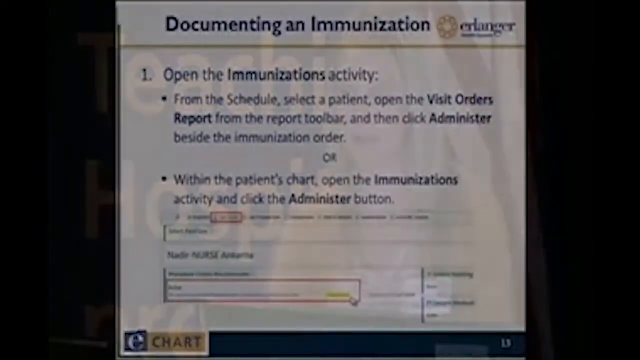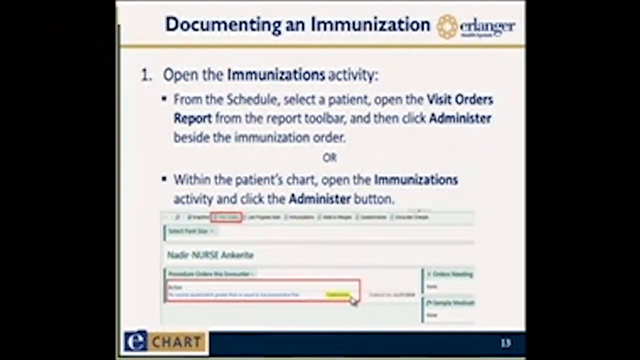So the next thing we will discuss is documenting an immunization within eCHART. The way you would document an immunization that you gave in the clinic is you would go to the immunizations activity for that patient. Again, like I said with the MAR, there are multiple ways to get to the immunizations activity. If you're already on the schedule, it will probably be easier to just select your patient, open that visit orders report that we just talked about, find the immunization order and click the administer hyperlink next to that, and that will take you straight into the immunizations activity.